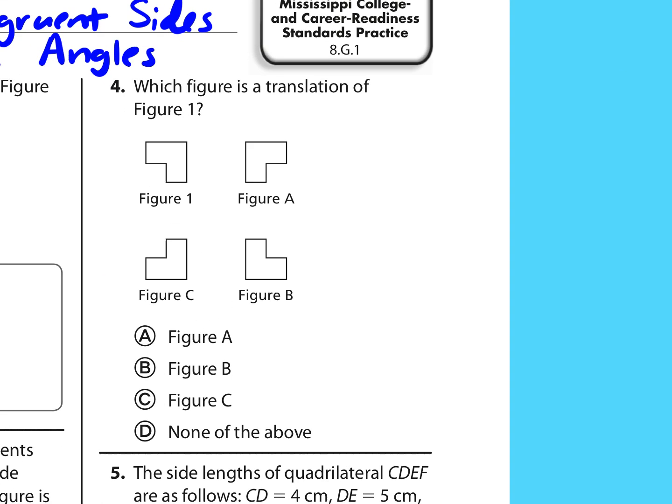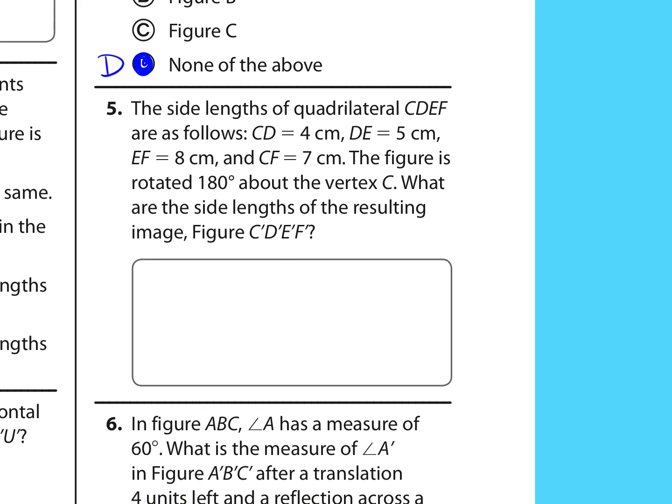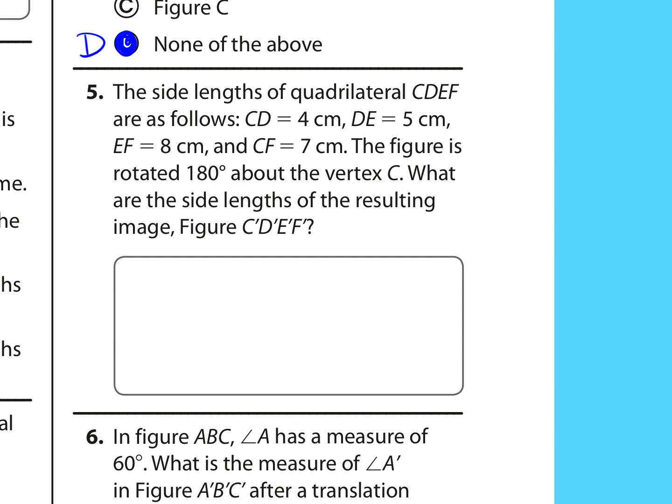Number 4, which figure is a translation of figure 1? That just means it is a slide of this figure 1. And none of them are. Number 5, the side lengths of the quadrilateral CDEF are as follows. The figure is rotated 180 degrees. What are the side lengths of the resulting figure? So it's just a rotation. They stay the same.